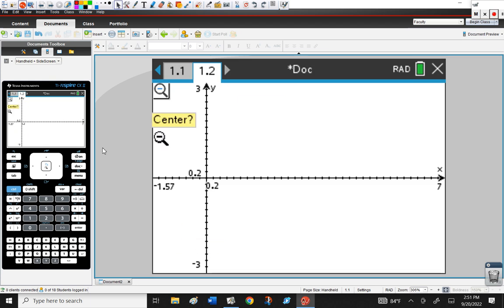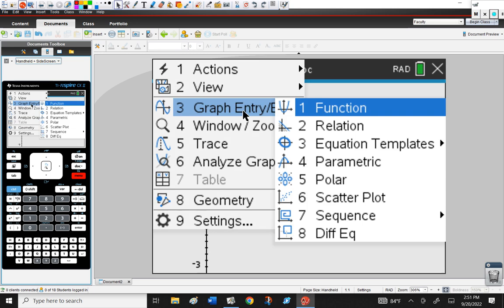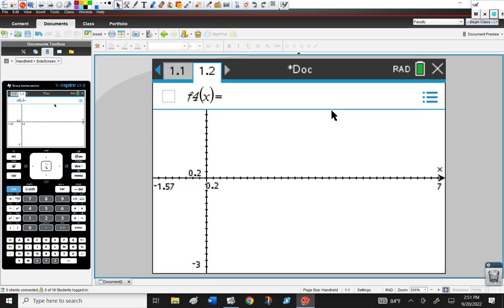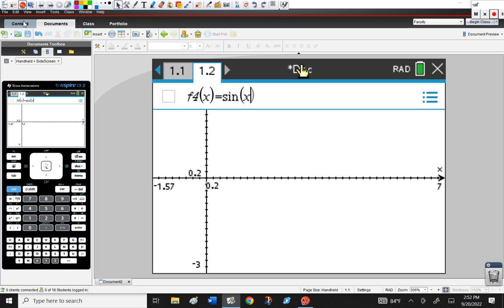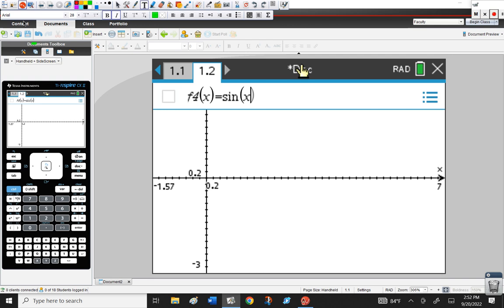All right, this time, ladies and gentlemen, on this new graph, I am going to graph the sine of x, just because I want to try something different. Just to show you. And I'm going to go back to the notes. C. This time we're going to look at C. C is a horizontal shift. It's inside the parentheses next to the x. It shifts the graph left and right. Okay? Left and right. So, here's what I'm going to do. I'm going to go to our graph. And this time I'm going to subtract.